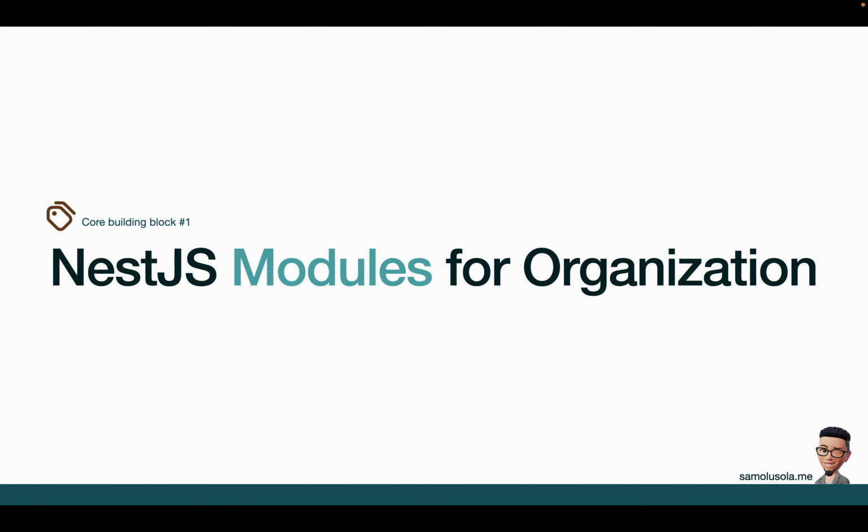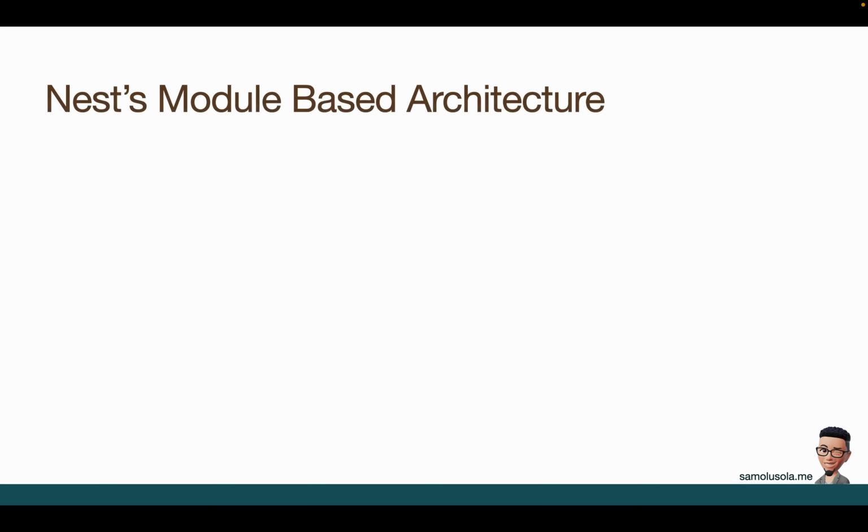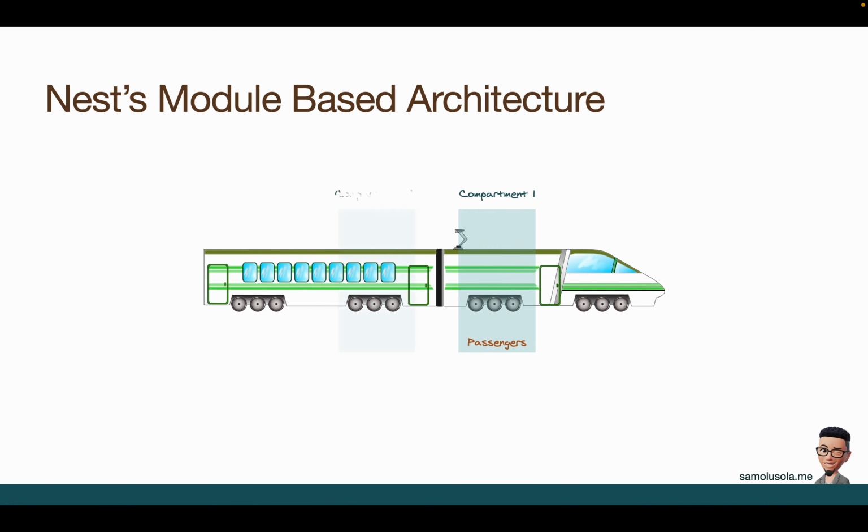Now that we have created a NestJS application, we are going to understand one of the first core building blocks, which is the NestJS modules for organization. Nest uses a module-based architecture, and for us to understand the architecture, let's imagine a train that has different compartments and cargoes that each compartment carries. In this case, each compartment represents a module, and each cargo represents the functionality that each module encapsulates. This is how NestJS ensures efficient organization and separation of responsibility.